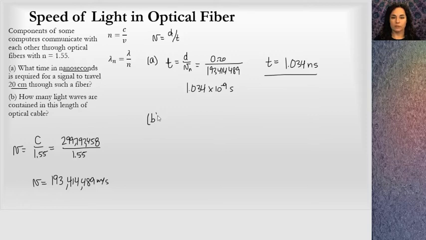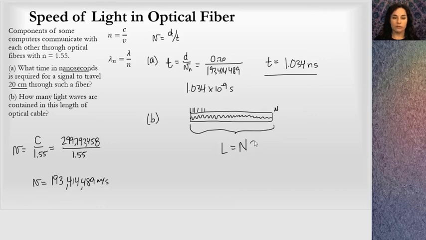The next part of the problem asks how many waves are contained in this length of optical cable. So when I think about that piece of optical cable, let's imagine that's 20 centimeters, and that light is in there, and that light oscillates up and down a number of times as it travels through there, right? And what we can do is we can count how many wavelengths there are in there. There's n number of wavelengths. So when I think about this, the length of this cable, L, has to equal n number of wavelengths times the length of each wavelength.